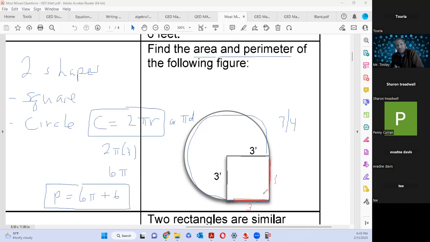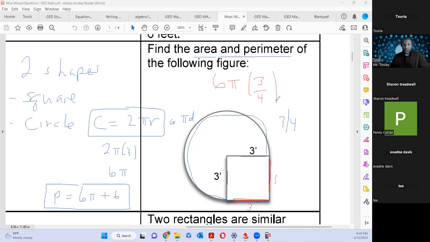Hold on, Mr. Tinsley, I thought you said the circumference of the circle is 6 pi. But we don't have the circumference of the entire circle. This is the mistake most people make. They think the answer is 6 pi plus 6. It is not. Once we find the circumference of the entire circle, we must take 3/4 of it. So we must take 6 pi and multiply it by 3/4.